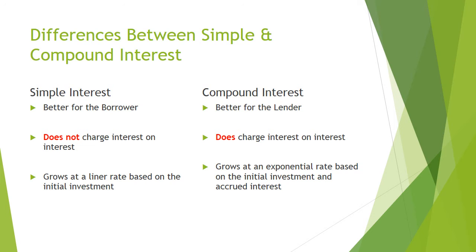And then in summary, just looking at the differences between simple and compound interest. Simple interest is better for the borrower. It does not charge interest on the interest already accrued, and it grows at a linear rate based on the initial investment. Compound interest is better for the lender. It does charge interest on interest already accrued, and it grows at an exponential rate based on the initial investment and the accrued interest in the prior periods.